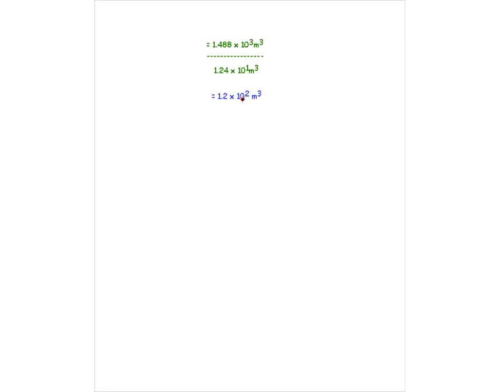I just did it that way. I did the exponent rules and I got this amount. I divided these numbers and I got this amount. So we get this as an answer, 1.2 times 10 squared.